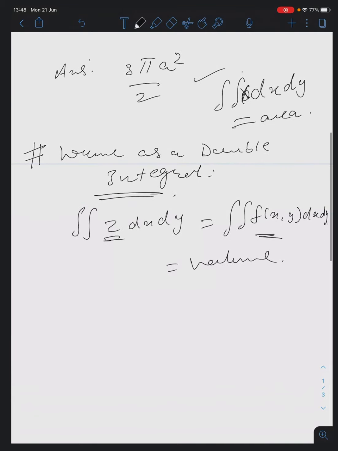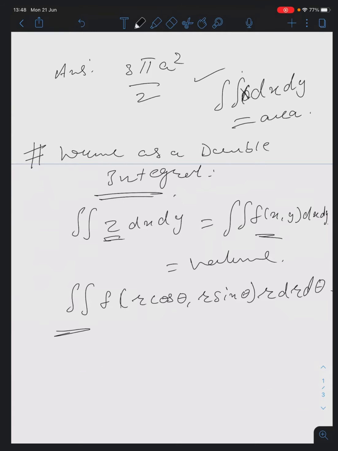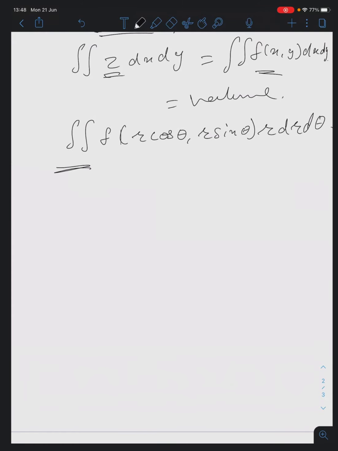And in polar coordinates the same thing will be a double integral. You will have some function in terms of r and theta. So x you have substituted r cos theta, y you have substituted r sin theta, and dx dy will be r dr d theta. So in polar coordinates, this is how you calculate the volume. This you will better understand with an example.